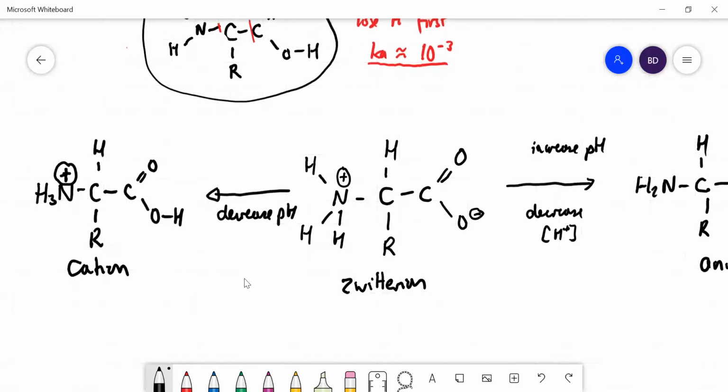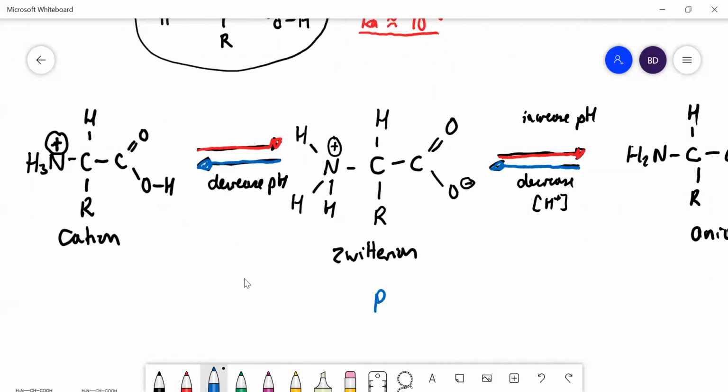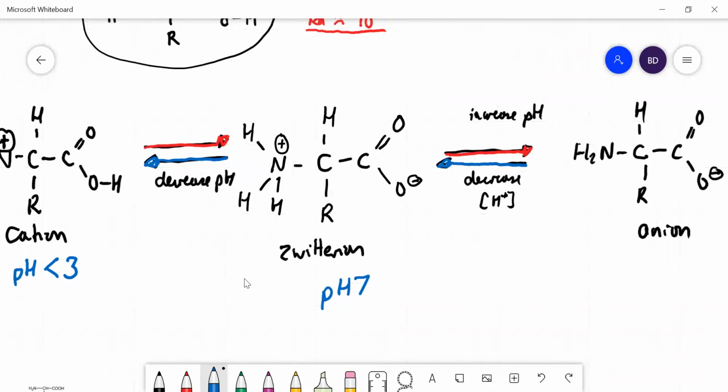Okay, so if I put an arrow going that way, you can obviously see these are all reversible. So if you want to go forwards, you add alkali, increase the pH. There's the red arrow. If you want to go backwards, you add acid and you decrease the pH. Now this is the zwitterion. That is the form that predominates at pH 7. If the pH drops below about 3, then you're going to get the cation predominating. And if the pH is greater than about 9, you'll get the anion forming there.